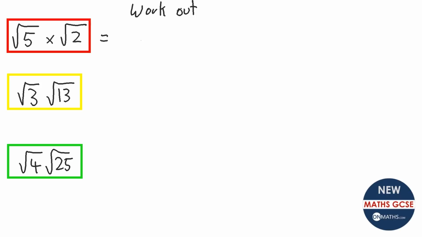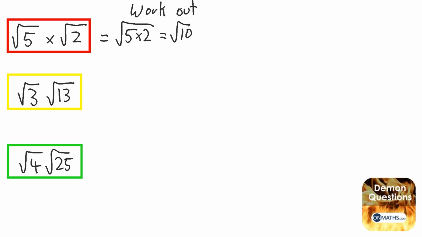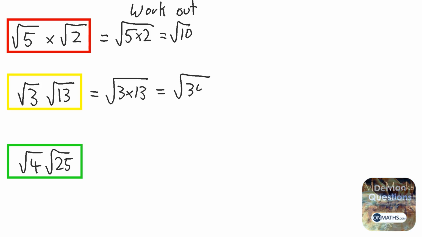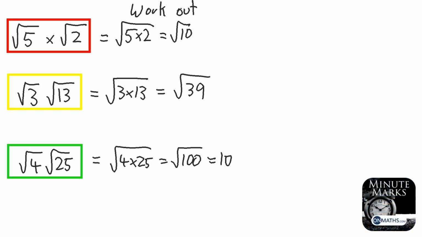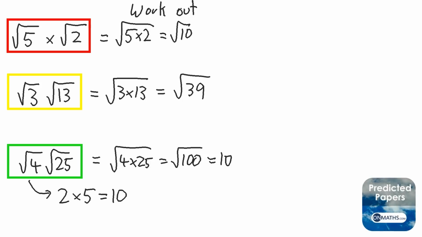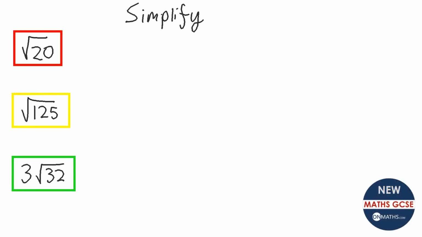Okay, so to do the first one, we know it's just the same as root 5 times 2, which is root 10. The next one is the same as root 3 times 13, which is just root 39. And the last one is the same as root 4 times 25, which is the same as root 100, which is 10. Or we could have just found root 4 times root 25. 2 times 5 is 10. Brilliant.